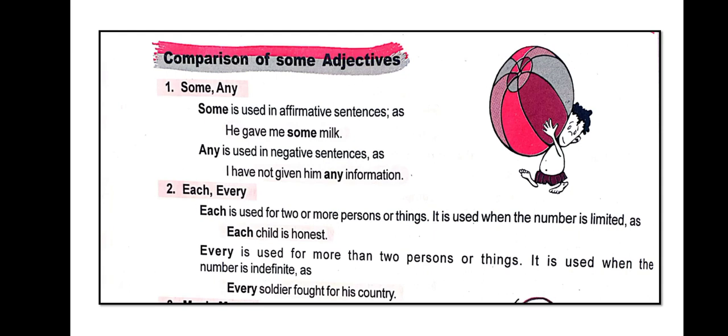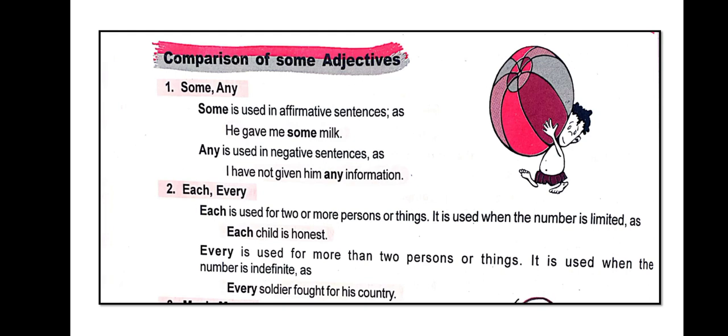Number 1, some, any. Some is used in affirmative sentences. Here we have an example, he gave me some milk. So some we are using for affirmative sentences. Any is used in negative sentences. For an example, I have not given him any information. So some we are using for affirmative, any we are using for negative.